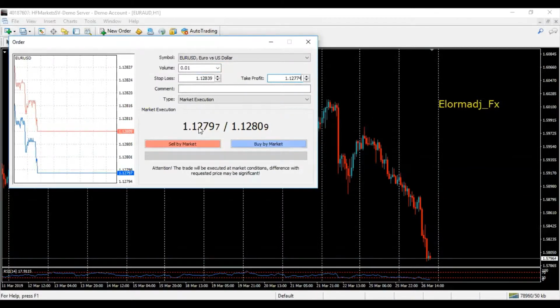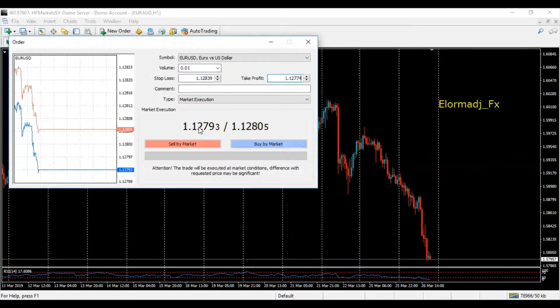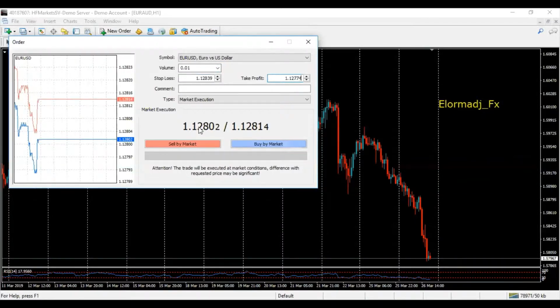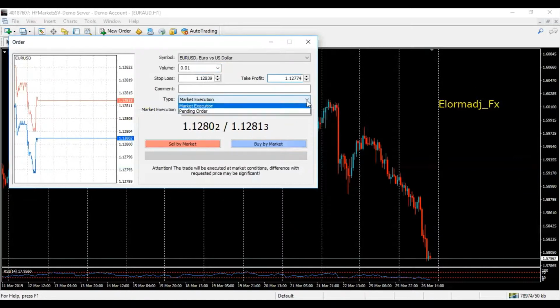Those calculations will help you in case you are not with your phone, you have a low battery, or there's a light out in your area so that you can't access your phone. You know that, okay, even though the market has gone against me, I know that I'll be losing only this percentage of my account. So here we go. You focus on the market execution.